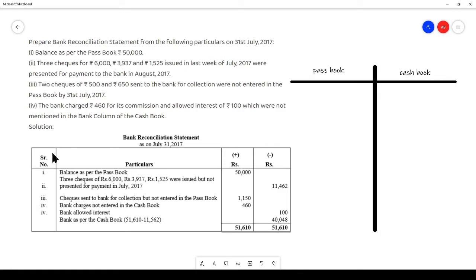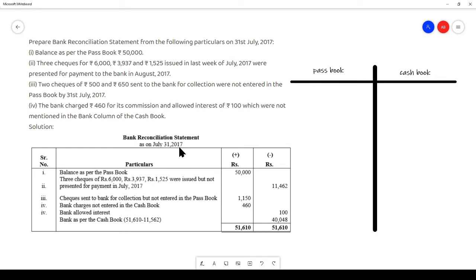So now we are going to do another problem, that is on the favorable balance of passbook. So now let us look into our problem. My question reads, prepare bank reconciliation statement from the following particulars on 31st July 2017. So I am supposed to prepare the BRS on the date 31st July 2017. So I have written in the solution, the heading goes as Bank Reconciliation Statement as on 31st July 2017.